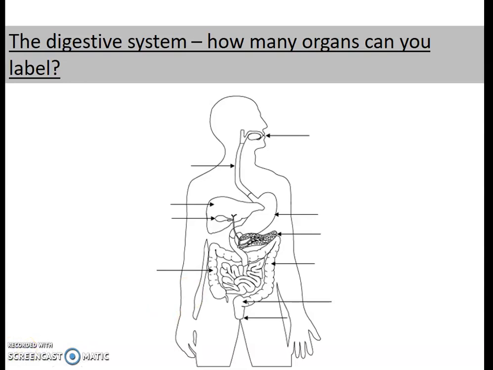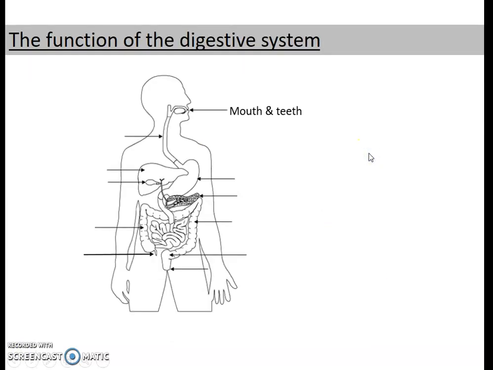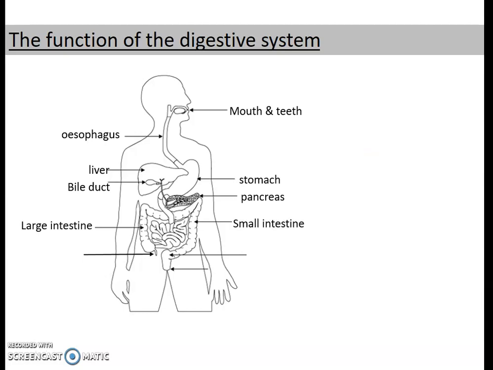Okay, so let's have a look. We have started off with the mouth and the teeth. We go over to the esophagus, or windpipe, if some of you have written that. We've got the liver, bile duct, stomach, pancreas, large intestine, small intestine, making sure you've got those the correct way round. Sorry, that small intestine should be pointing into the one that's folded in the middle. You've got your rectum, your anus, and you've also got your appendix.